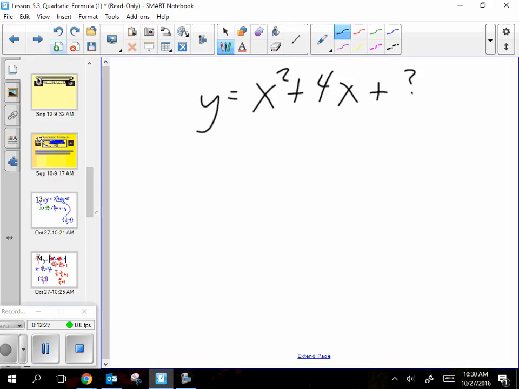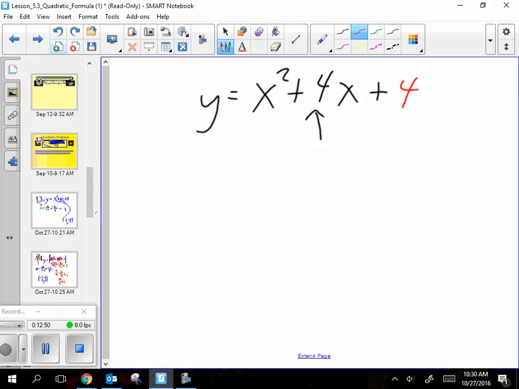Do you remember? I tried to tell my kids a dumb little name for this, and I said it was like a little German boy's name. Does anybody remember it? Anybody in my class? Half and square. There. So, half and square. Half of 4 is 2. 2 squared is 4. There we go. Half and square it.